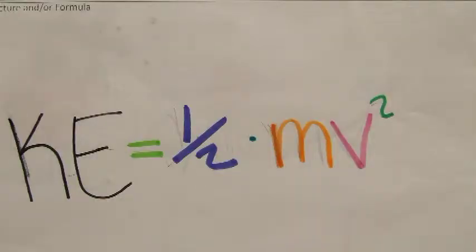The way to find kinetic energy is: kinetic energy equals 1/2 mass times velocity squared. KE means kinetic energy. Its units are joules. M means mass. Its units are kilograms. V squared means speed squared. Its units are meters squared per second squared.